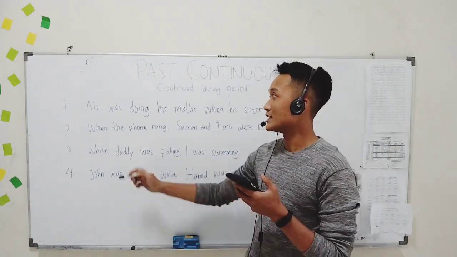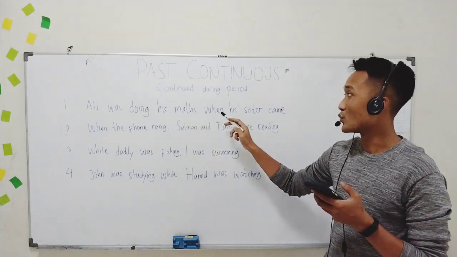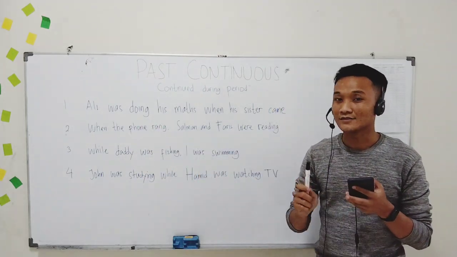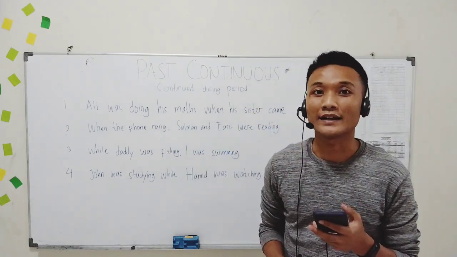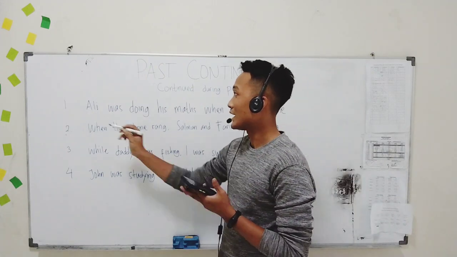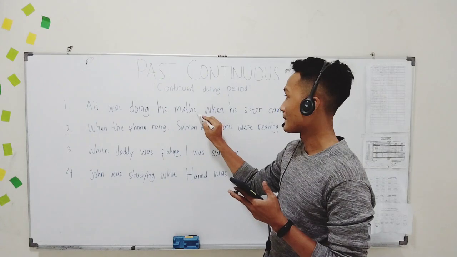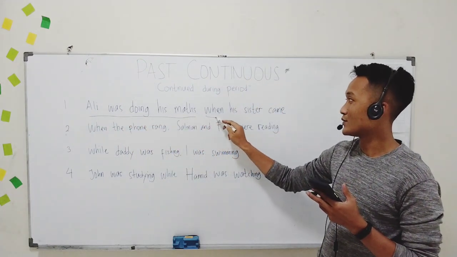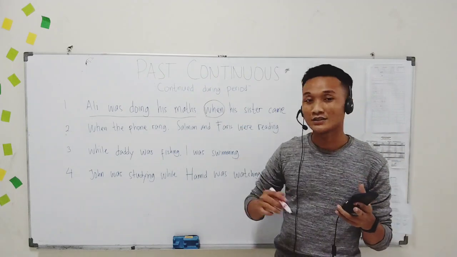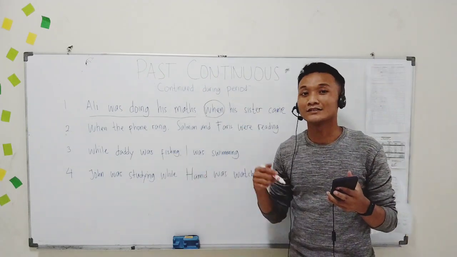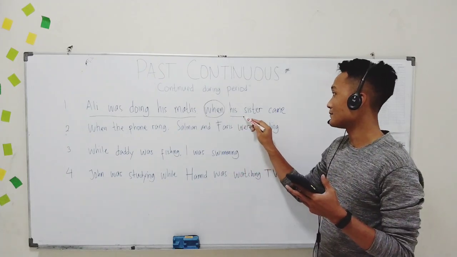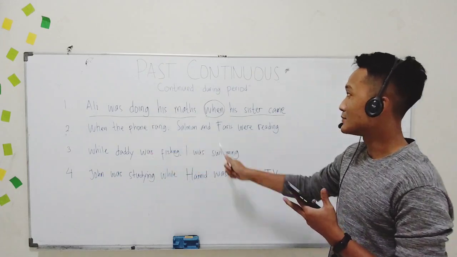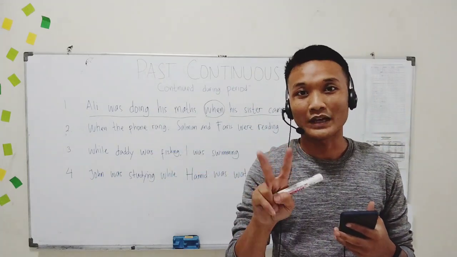Yes, the first example is: Ali was doing his math when his sister came. So, what do you think about the first sentence? The first sentence consists of two actions or activities. The first is Ali was doing his math. This is the first activity. So there will be when here as a conjunction to the second action, and after when is followed by past simple: his sister came. So this sentence, Ali was doing his math when his sister came, consists of two actions.